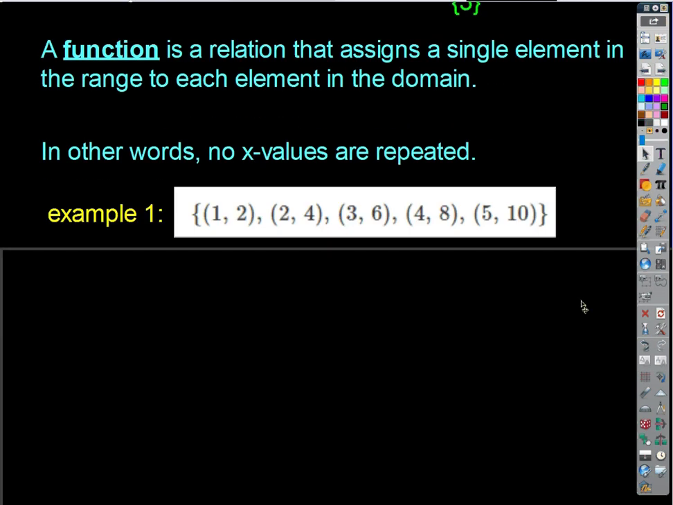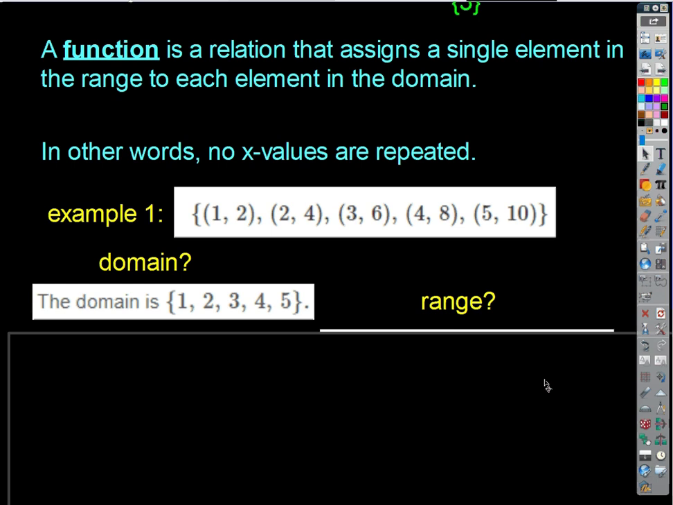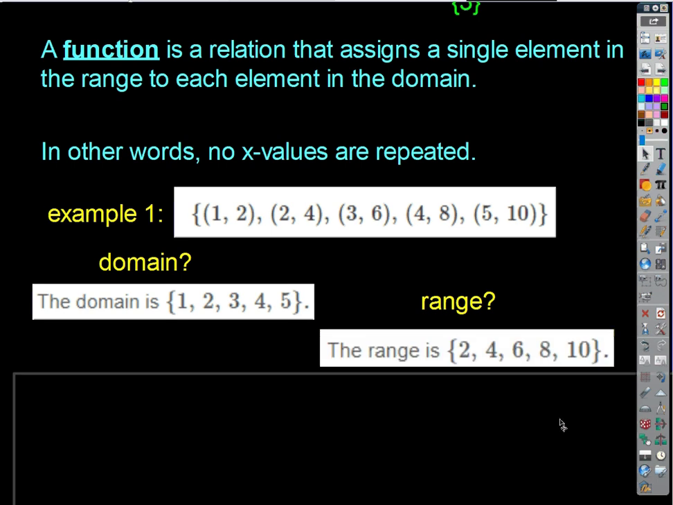So what about this? We're good, right? Yeah, it works. There's no x values repeated, so we know we're okay. Okay, there's the domain, there's the range.